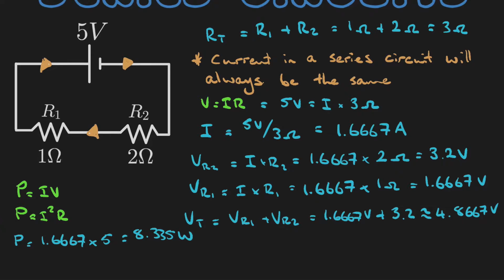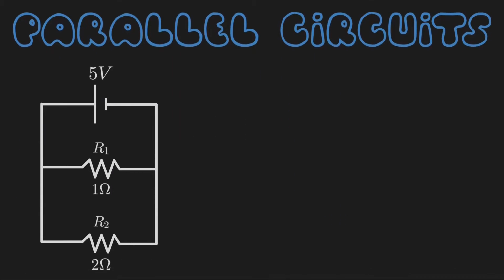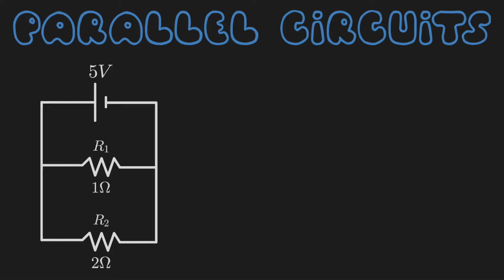So we'll move now on to parallel circuits. And it's not exactly the same. Finding the equivalent resistance in this circuit is a little bit different. It's not as simple as series circuits. So again, I like to start off with finding the equivalent resistance. In which case, in parallel circuits, it is 1 over RT is equal to 1 over R1 plus 1 over R2. Okay?